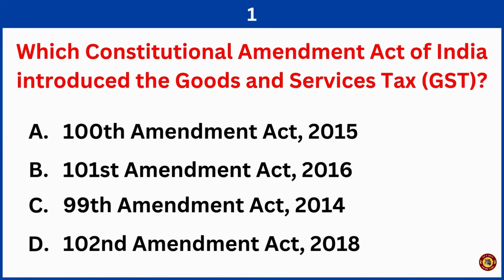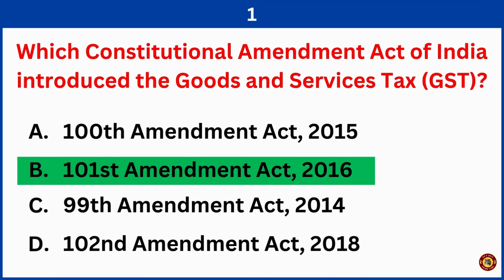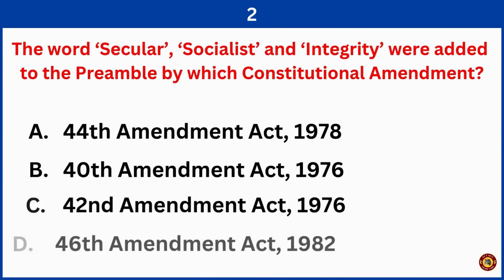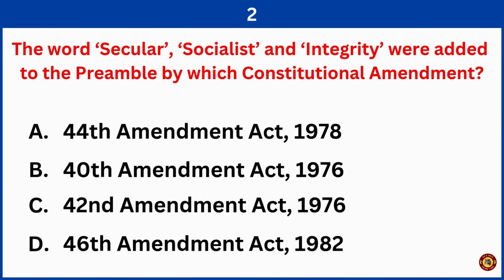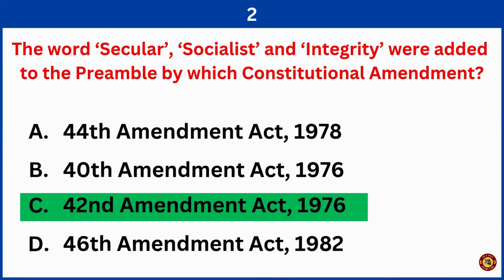Which Constitutional Amendment Act of India introduced the Goods and Services Tax? Right answer is option B, 101st Amendment Act 2016. The words secular, socialist, and integrity were added to the preamble by which constitutional amendment? Right answer is option C, 42nd Amendment Act 1976.